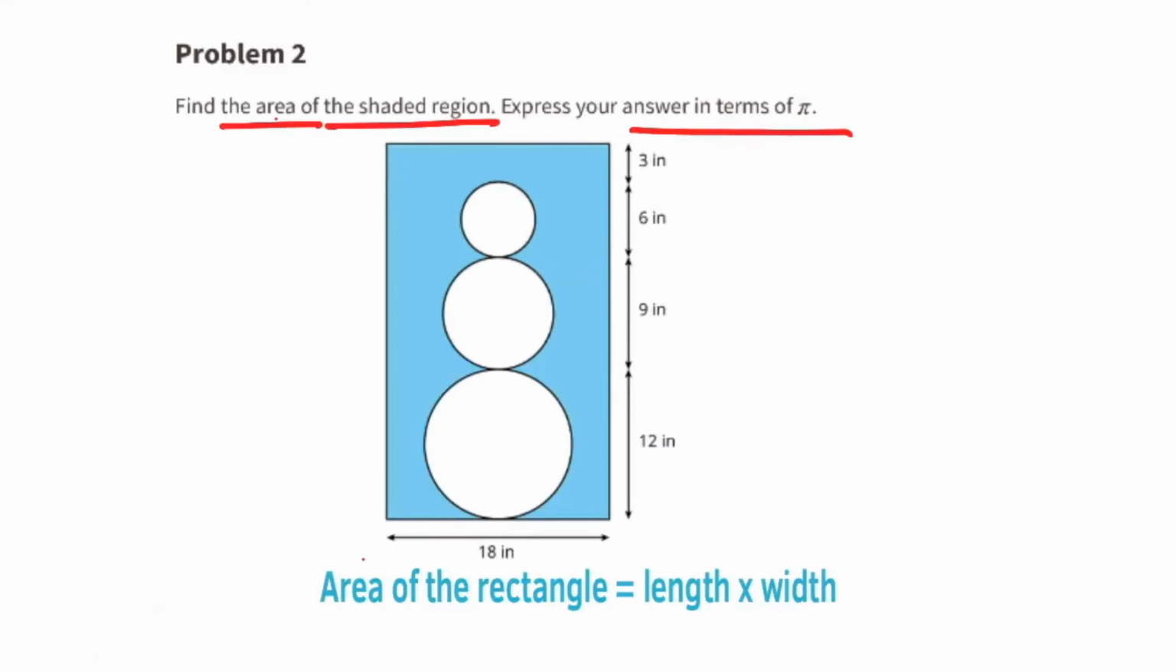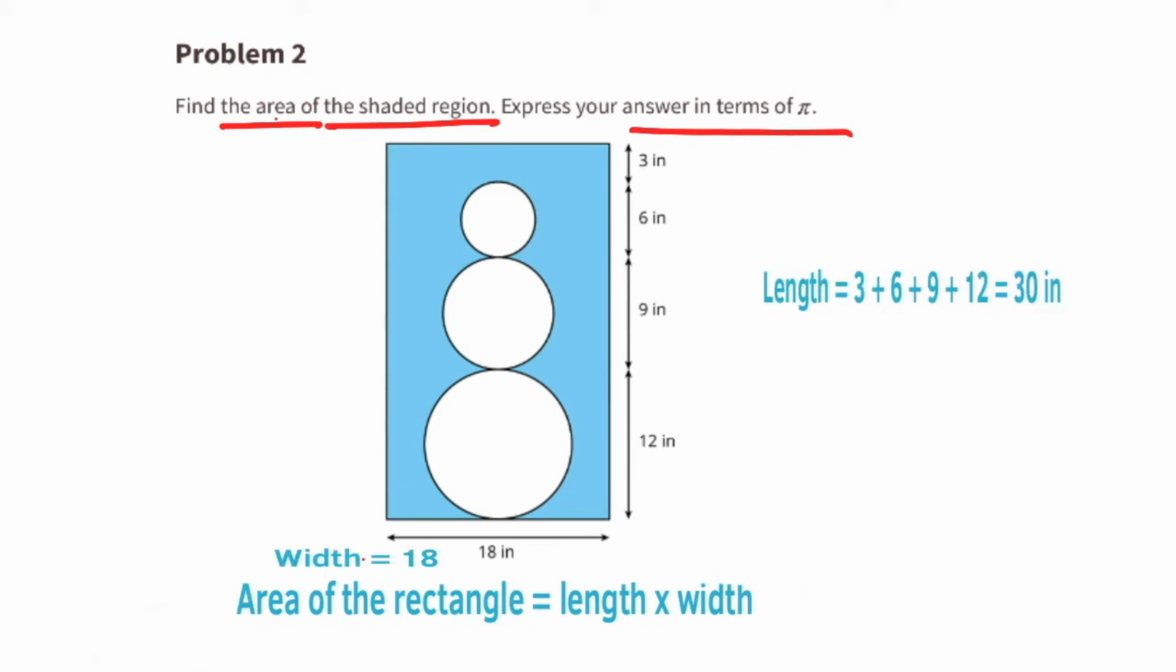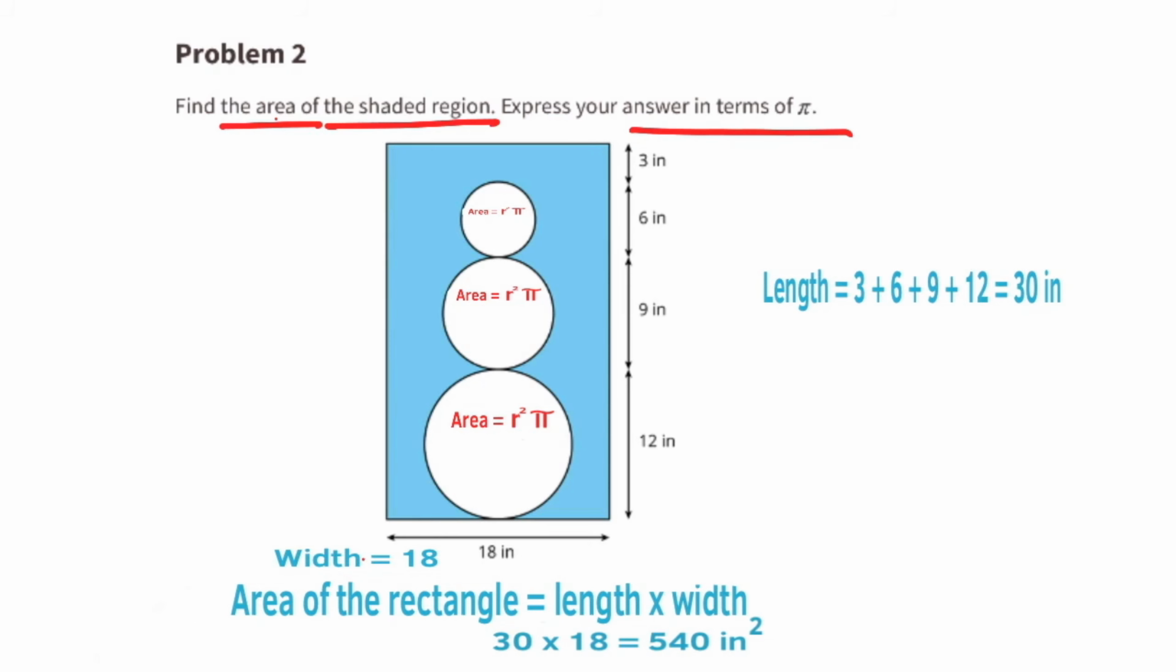To find the area of the rectangle, I'm going to multiply the length times the width. The total length is 30 inches and the width is 18 inches. 30 times 18 equals 540. So the area of this rectangle would be 540 inches squared. We still need to subtract the area of the 3 circular shapes.